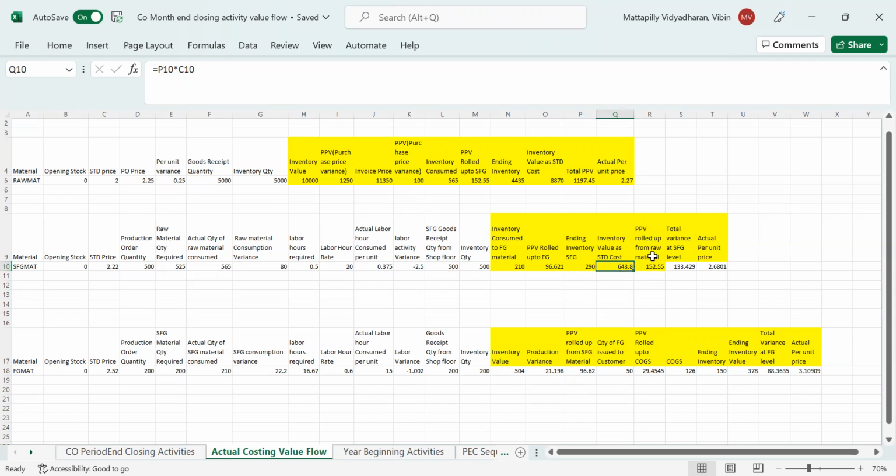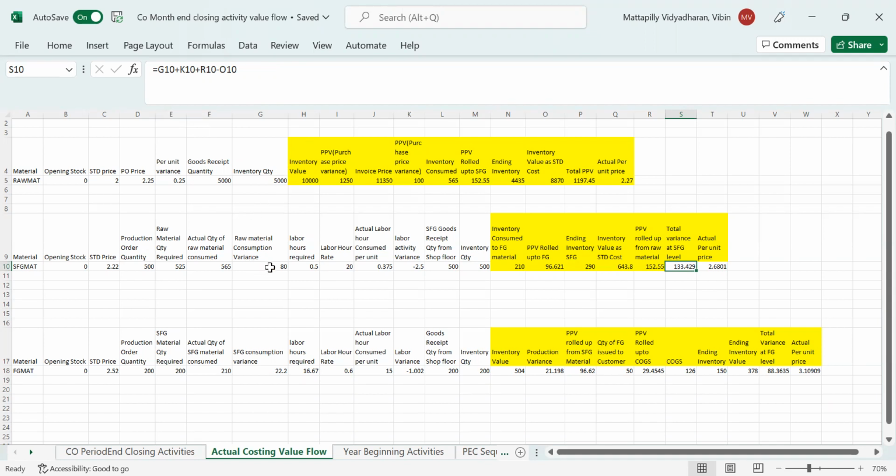Okay. Purchase price variance rolled up from raw material. What is purchase price variance rolled up from raw? That we already discussed. So what is the total variance at SFG level now? So that is a total, G10. What is G10?